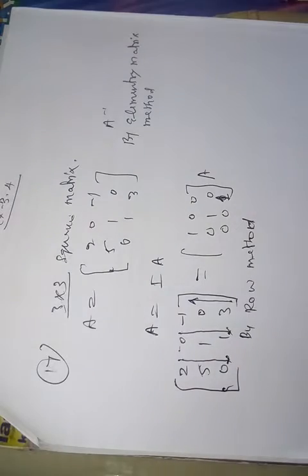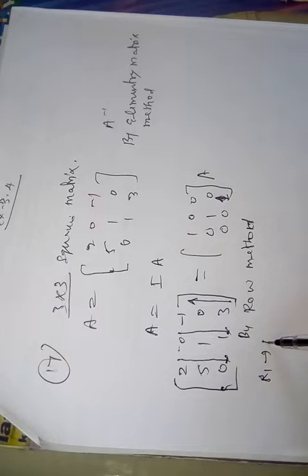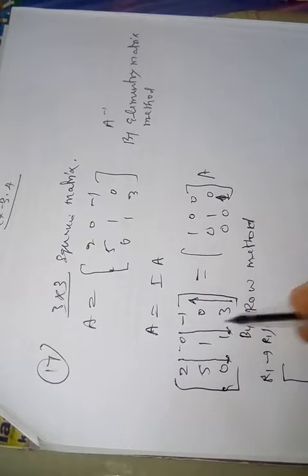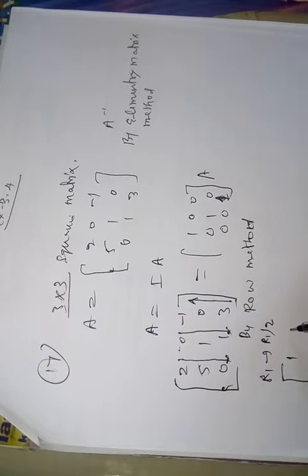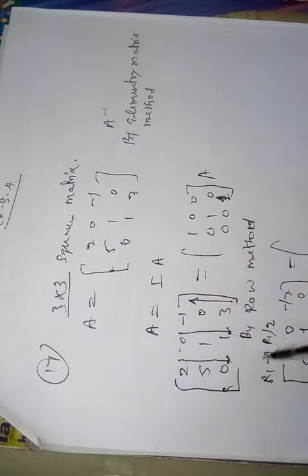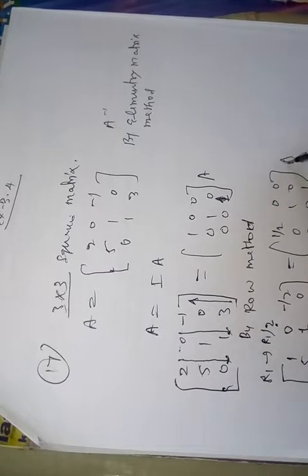So we move top to bottom. Next, 2 must change to 1, so R1 becomes R1 divided by 2. The first row becomes 1, 0, minus 1 upon 2, and the rows 5 1 0 and 0 1 3 stay the same. On the right side, dividing by 2, we get 1 upon 2, 0, 0, and 0 1 0, 0 0 1, times A.